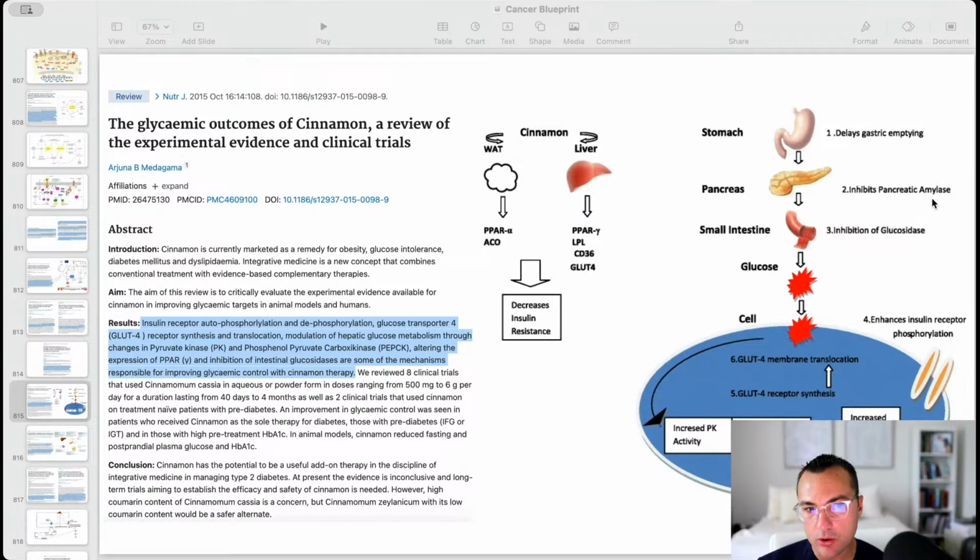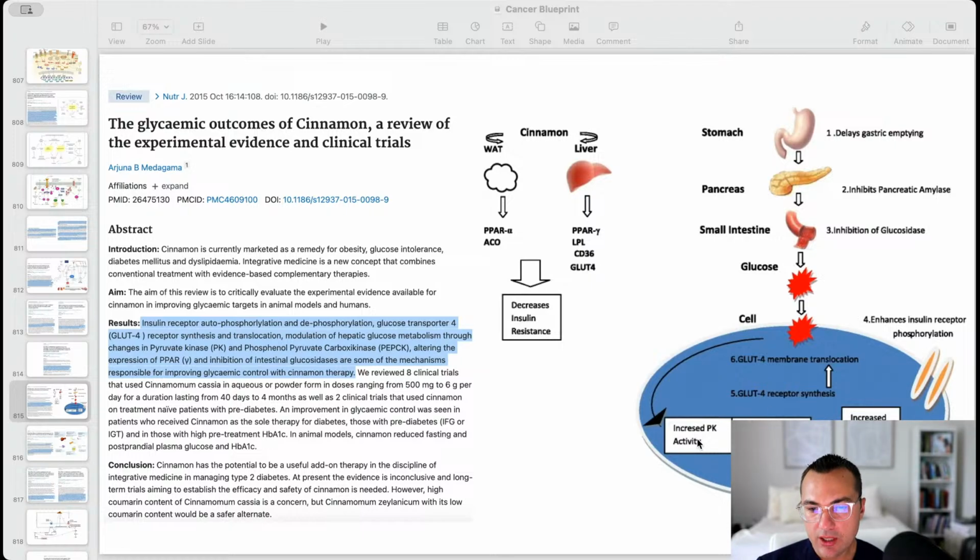Amylase breaks down starches into glucose molecules so they can be absorbed by the small intestine. Then later on, it actually inhibits glucosidase as well in the small intestine, similar to berberine, which ultimately leads to lower blood glucose because it's not getting into the system, right? And in addition to that, it's going to actually enhance insulin receptor function, basically by phosphorylation.